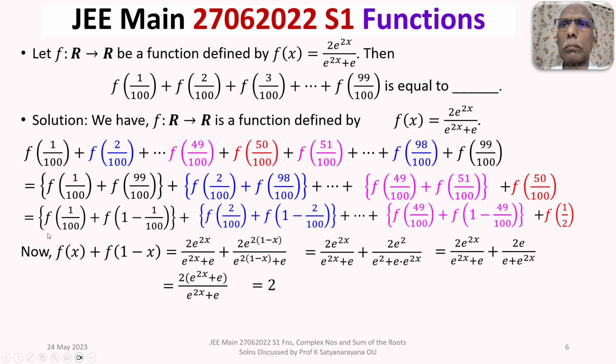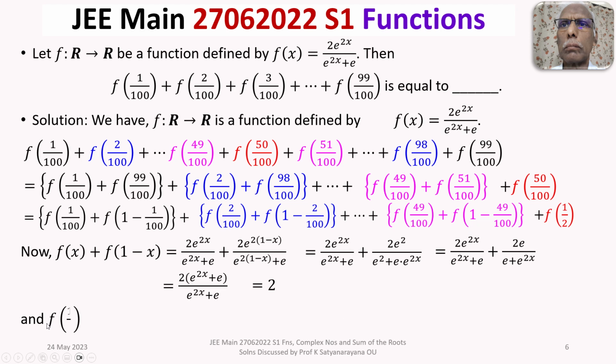So therefore the first bracket will be 2, the second bracket will be 2, the 49th bracket will be 2. So leaving the last one, you will get 2 plus 2 plus 2, 49 times, and this f(1/2) we have to see.